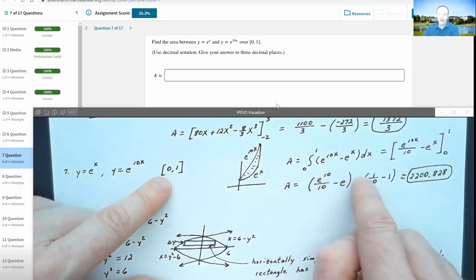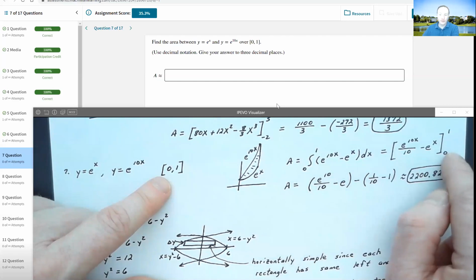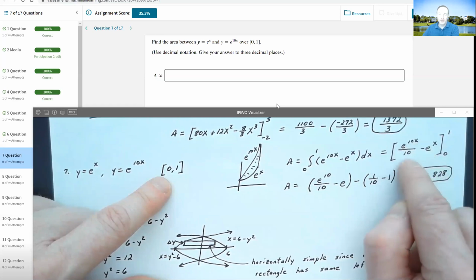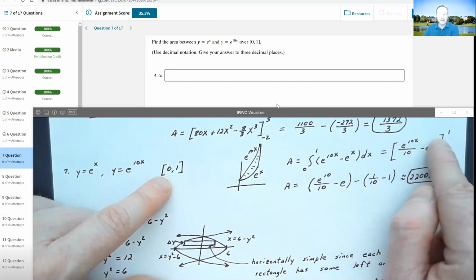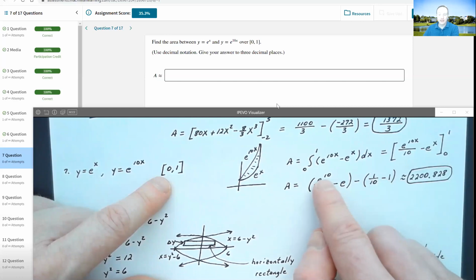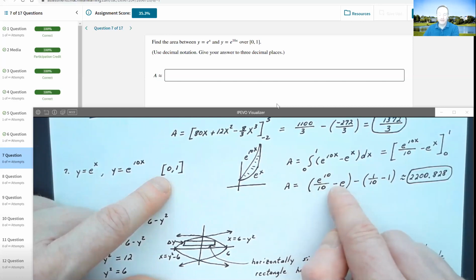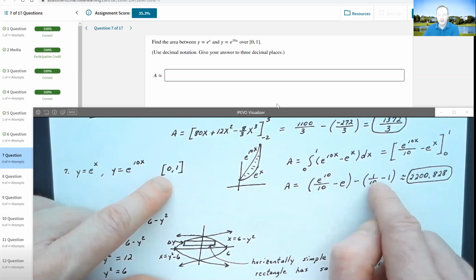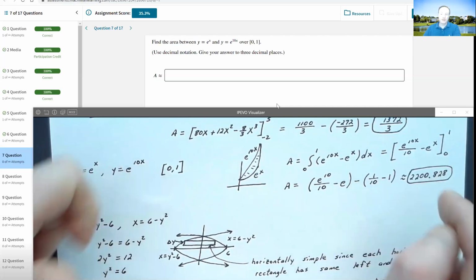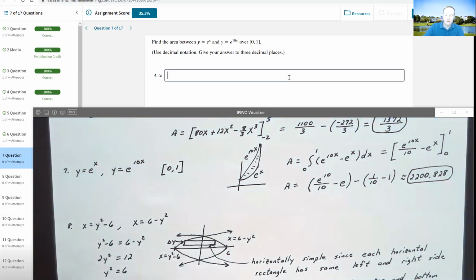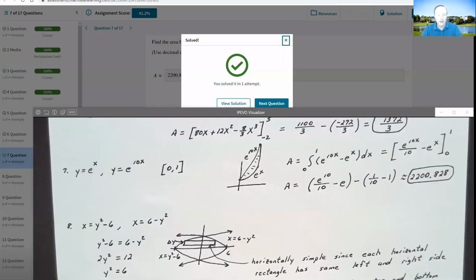That's the upper limit. Now we always subtract from that the lower limit. Well, the lower limit in this problem, you'd have e to the 0, which is 1 over 10, minus e to the 0, which is 1. So I have to worry about both of those terms in the lower limit. I'll get e to the 10th over 10 minus e, and then this would become minus a -9 over 10 or plus 9 over 10. We get our answer of 2,200.828. That answer should be great. We'll check that, and it is.